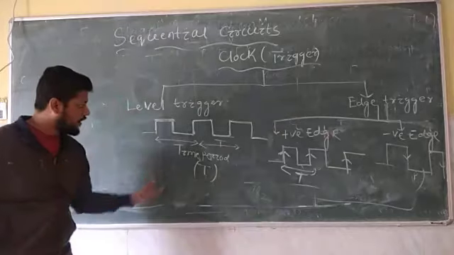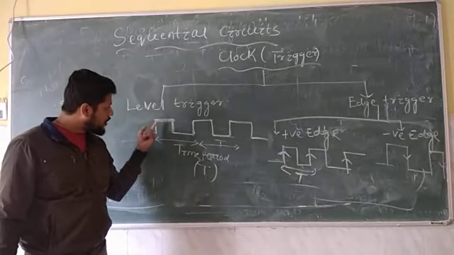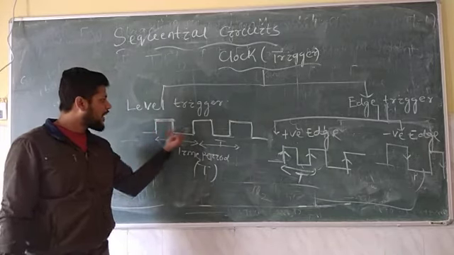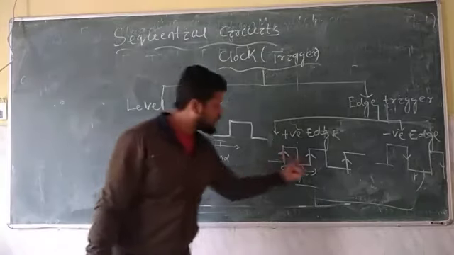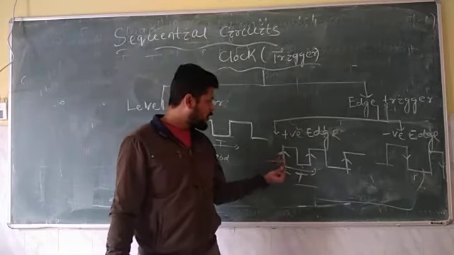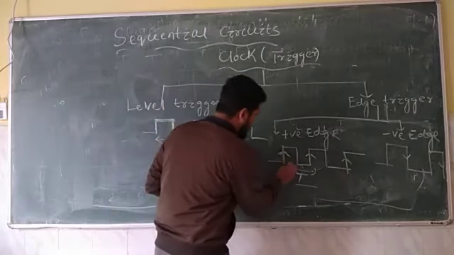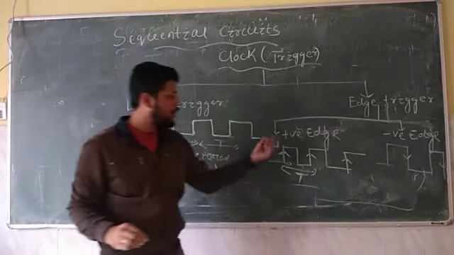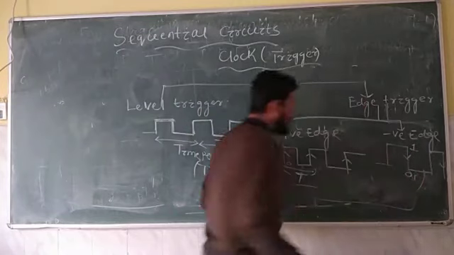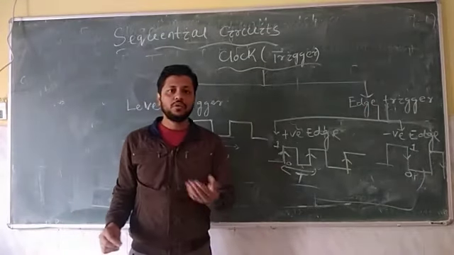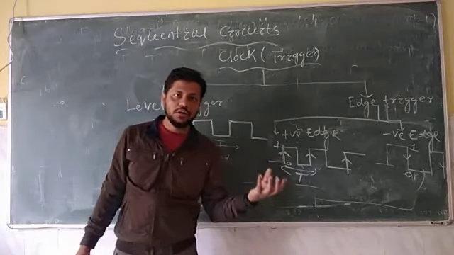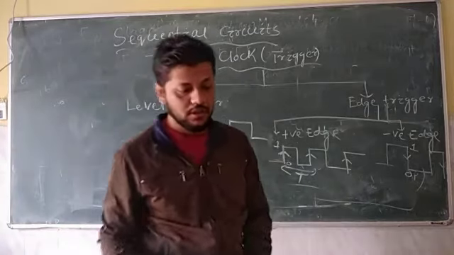In the case of level trigger circuits, the circuit will respond only at the positive level or at the negative level. Here I have drawn your positive level. In edge trigger we have two types, positive edge and negative edge trigger. Positive edge means when your circuit makes the transition from 0 to 1. This is your positive edge. Negative edge means when your circuit makes the transition from 1 to 0. At that edge only your output will respond to your input, and your circuit is going to operate. We will see its application in the upcoming class.